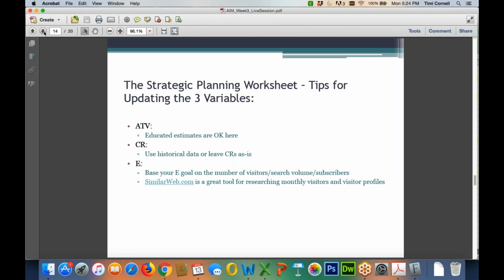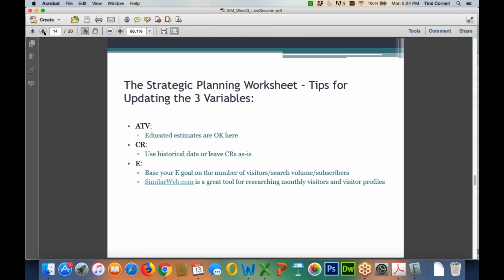All right. Here are some tips for updating the 3 variables. With your average transaction value, educated estimates are okay here. If you need help making that estimate, feel free to email me and I can make sure you're on the right track. Sometimes students think they are estimating too high, especially if they have a bit of a pricier product or a service. But if you need any help, just let me know.